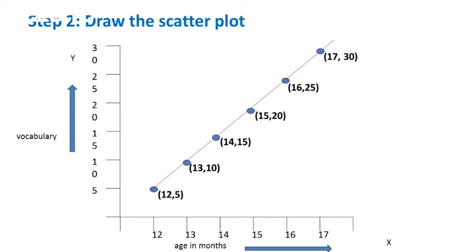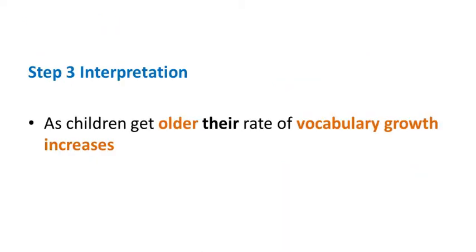When we join all these points, we can notice that all the scatter points lie on an upward sloping straight line, which implies there exists a perfect positive correlation between the variables x and y. Which means when a child grows older, the vocabulary of the child expands. That is the interpretation we can arrive at from this diagram.